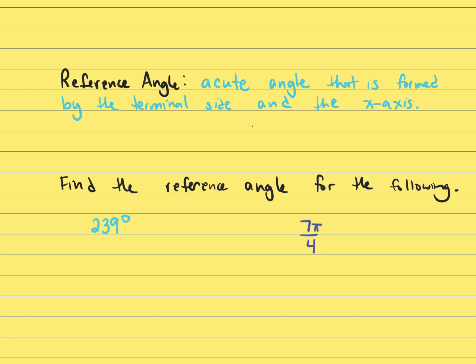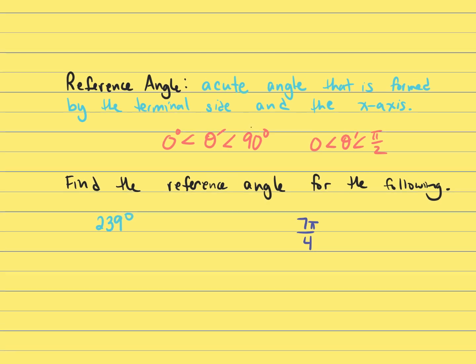So a lot of times we'll give you the symbol theta prime. So theta prime is always going to be between 90 and 0 degrees, or 0 and pi over 2 radians, depending if you're in radians or degrees. So what we'll have to do is, this is very dependent on your quadrant.